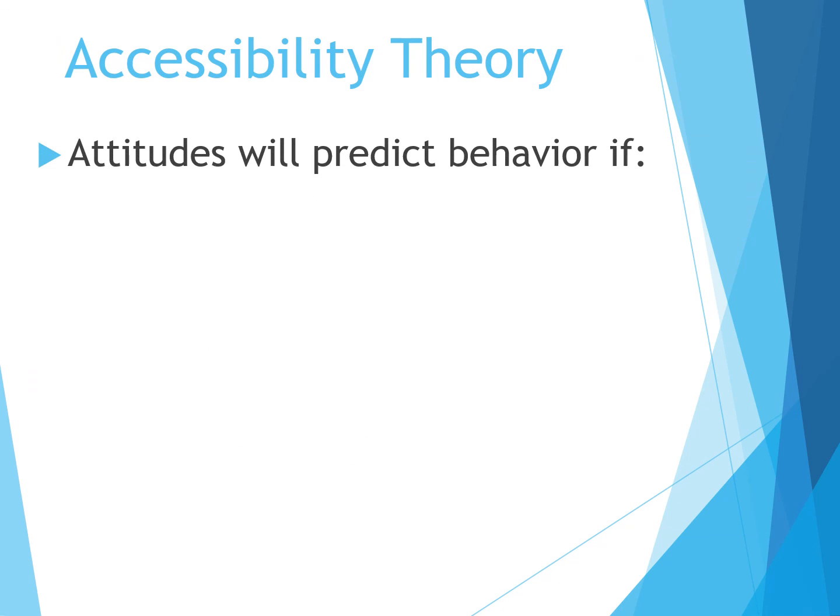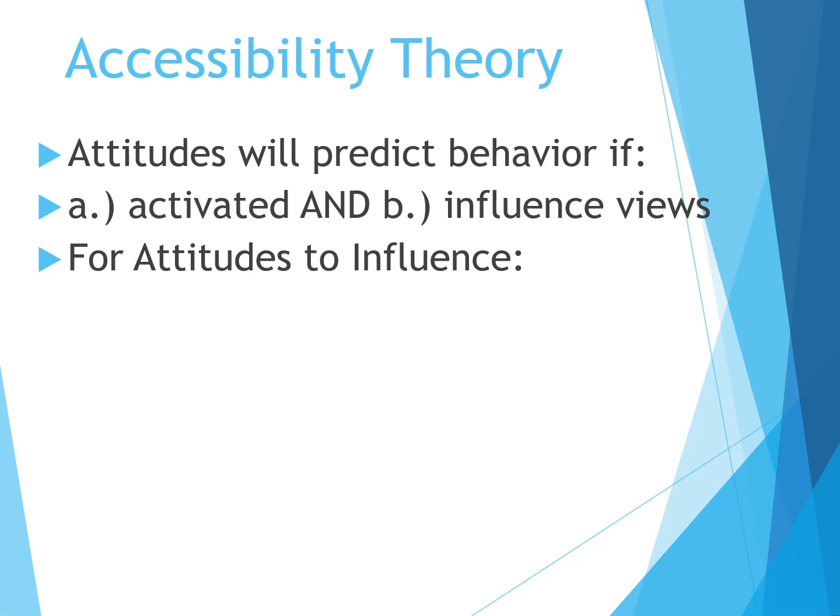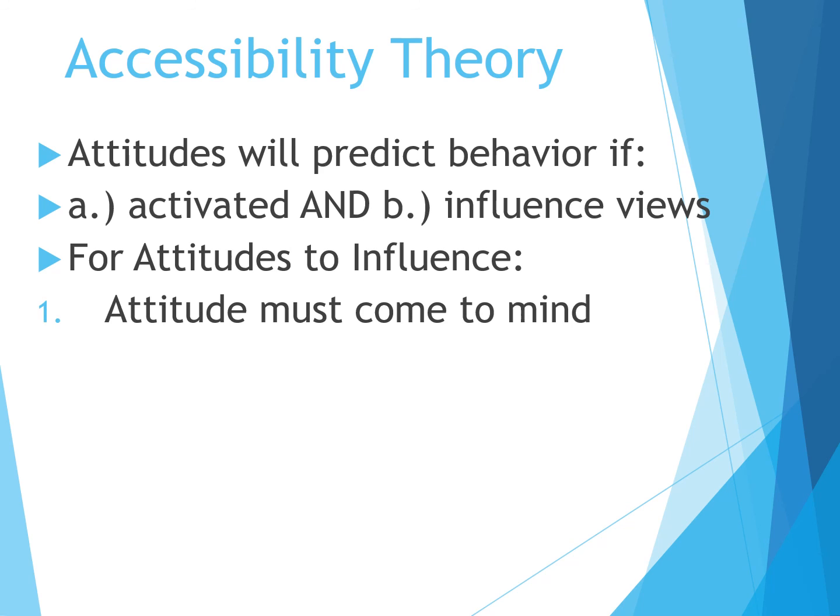Accessibility theory suggests that attitudes will predict behavior if we are able to somehow activate the attitude and have it influence the views that we have about that object. So there are several things that need to happen for the process that accessibility theory talks about to play out. The first thing is that the attitude has to be activated, and this often happens, let's say, when we see a product at the store that we have seen before on advertisements, and we like the ads and it makes us feel a positive feeling.